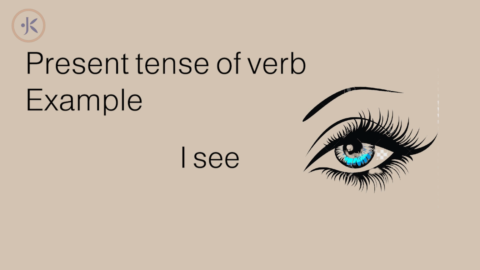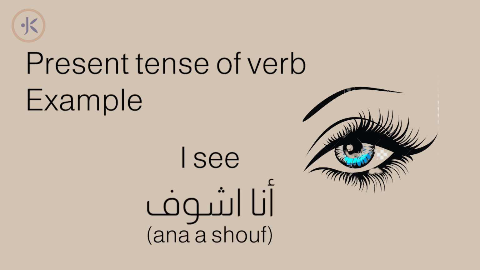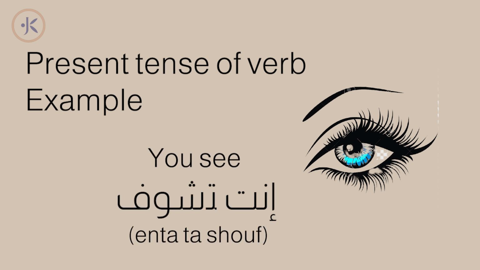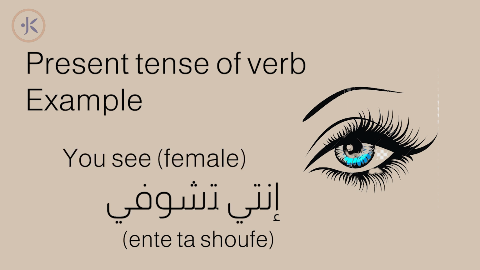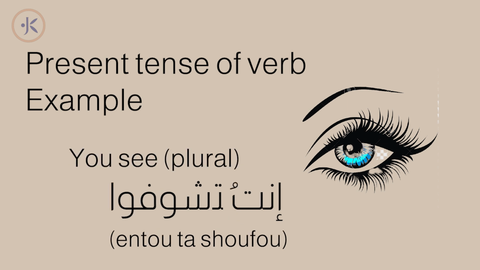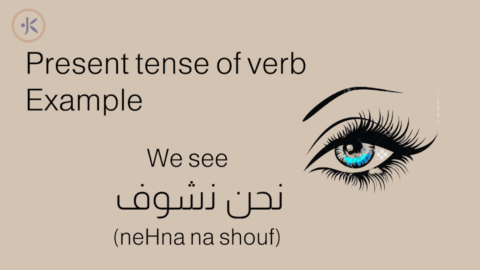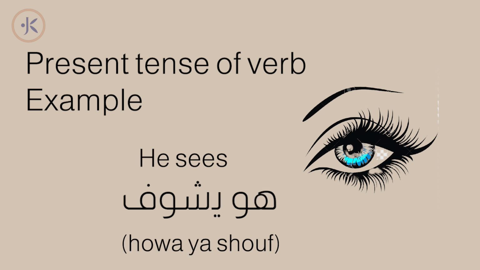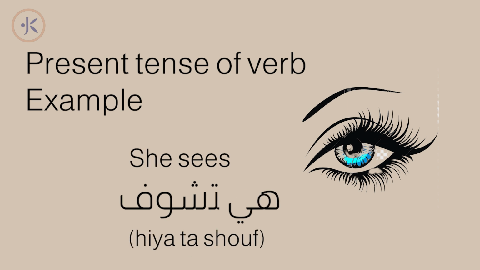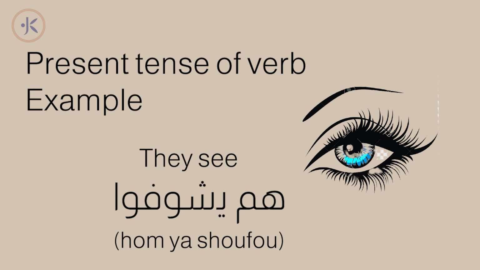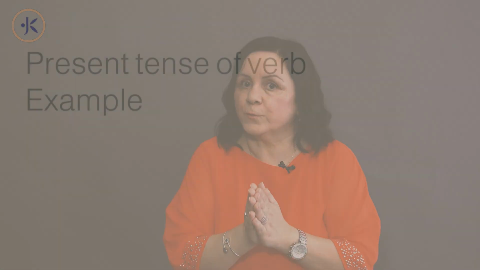So how can I conjugate I see? أنا أشوف. أنت تشوف. أنتي تشوفي. أنتو تشوفوا. نحن نشوف. هو يشوف. هي تشوف. And هم يشوفوا, which means I see, you see, you see, you see, we see, he sees, she sees, they see.